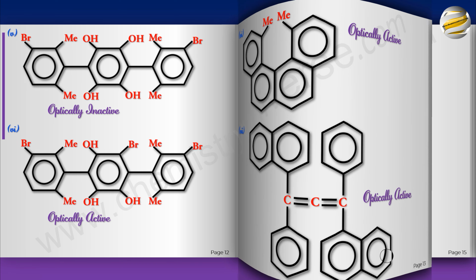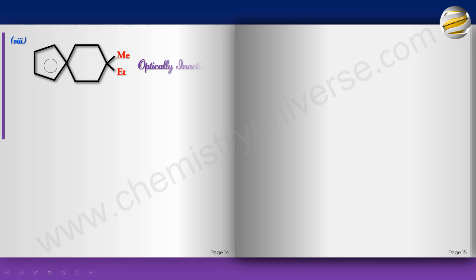Well, two more. Try this. What do you think? Well, it is a spirane kind of a thing. In fact, not spirane kind of a thing, it's a spirane only. The spiro compound, this is one plane, this is another plane. Let this be horizontal, this be vertical. If this is horizontal, cut through the horizontal plane. These two will get cut into half, and when this gets cut like this, it is identical. It will be inactive. And the last one coming up.